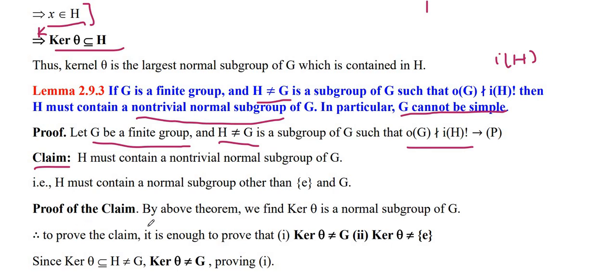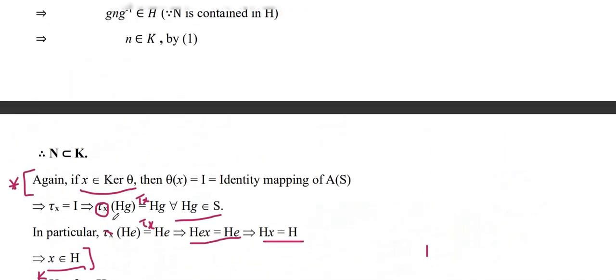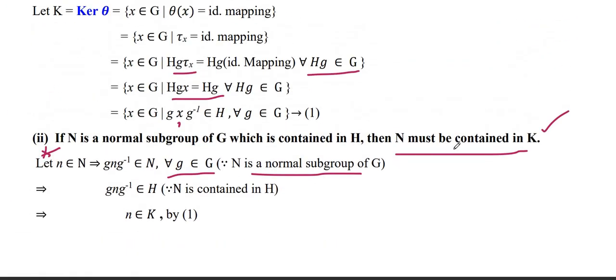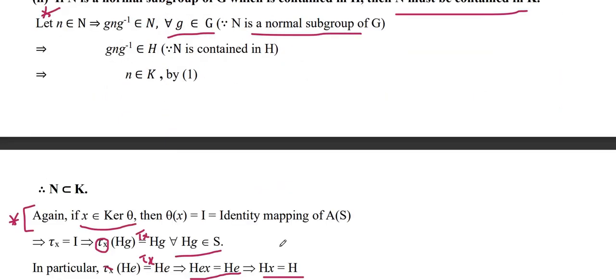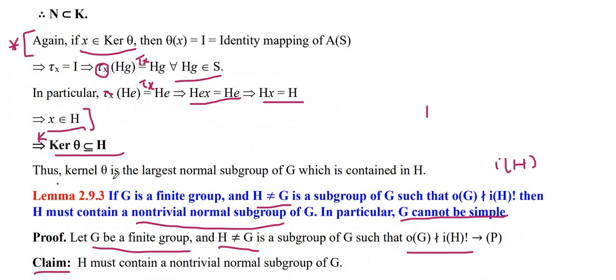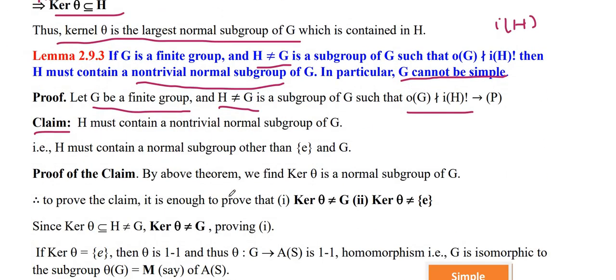Now to prove the claim, we make use of the above theorem. From the above theorem, we have that kernel theta is the largest normal subgroup of G which is contained in H. Now if we can show that this kernel theta can neither be G nor singleton E, then that will serve the purpose. So kernel theta is contained in H from the previous one, and that is different from G, so kernel theta cannot be G.